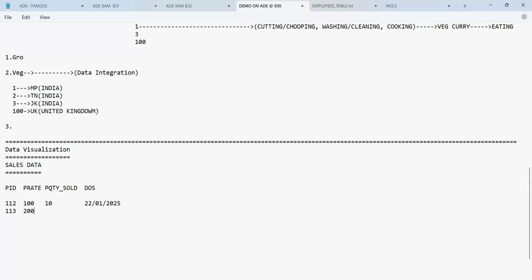I'm taking 22nd 01 2025. These are the basic sales data you have here. Now, how do you perform the process?